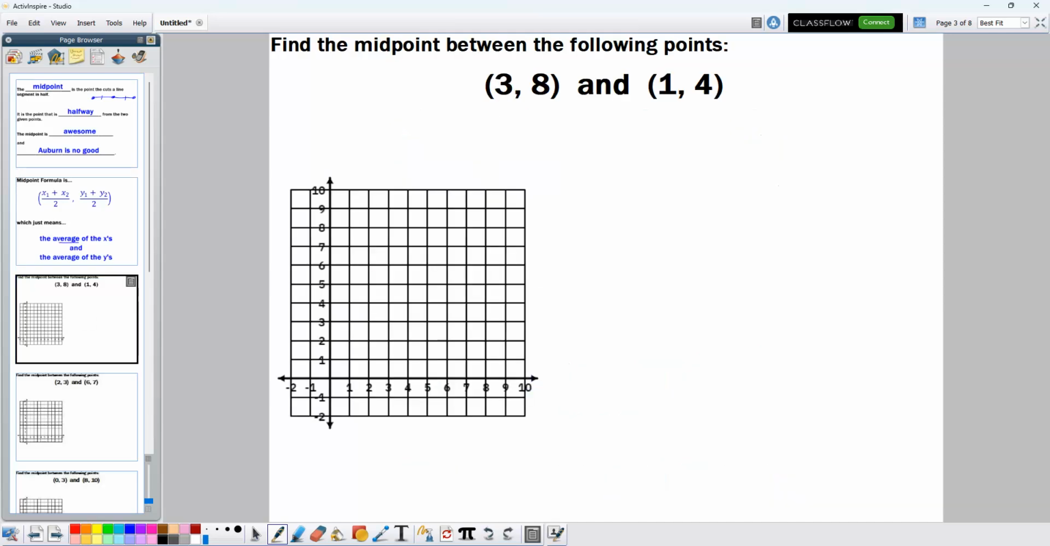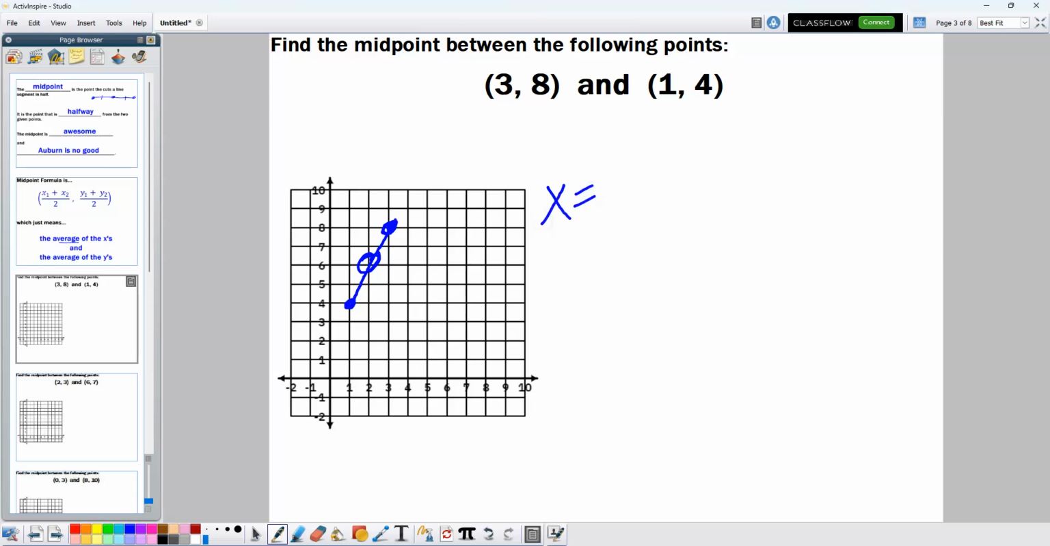So let's take a look at some of these. Find the midpoint between the following points. I got 3, comma 8: right 3, and up 8 would be right there. And 1, 4: right 1, and up 4 would be right there. I have to find the point that's halfway in between those two on that line segment. Well, that's easy. I can see that it's 2, 6. It's going to be right there. I can see that. You can see that. That's so easy. Let's do it like this.